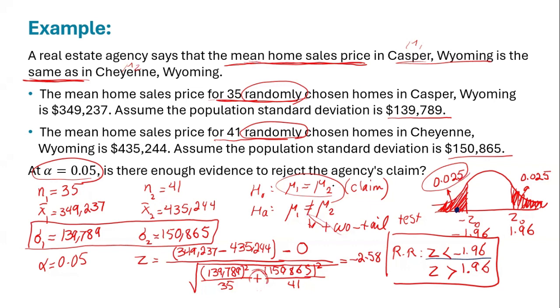And when the claim is the null, you need to use the word reject. You can say there is enough evidence to reject the claim. So we reject the null, and since the null is the claim, we say there is enough evidence to reject the claim that the mean home sale price in Casper and Cheyenne are the same. Okay, make sure to have a complete sentence.